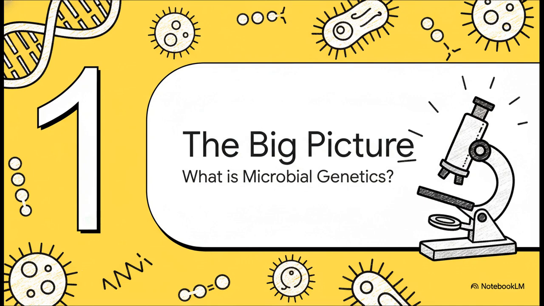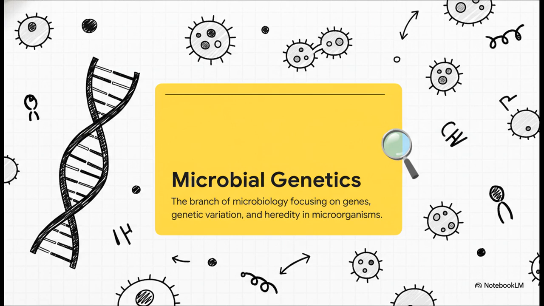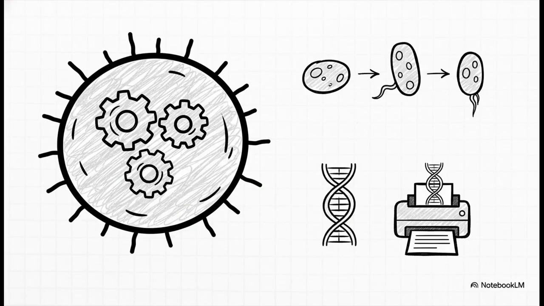So, first up, what exactly is microbial genetics? At its heart, it's the study of the rulebook for the smallest living things on the planet. We're looking at their genes, how those genes can change and create variety, and how they pass those traits down from one generation to the next. And this is why it's so important. By studying their genetics, we get this incredible window into how these microbes work, how they build themselves, how they make copies, and how their DNA acts as both a library full of information and a 3D printer, creating everything they need to survive and evolve.